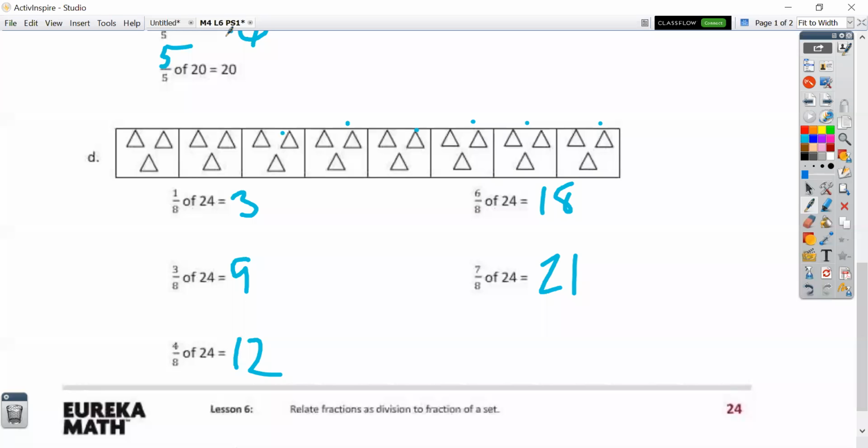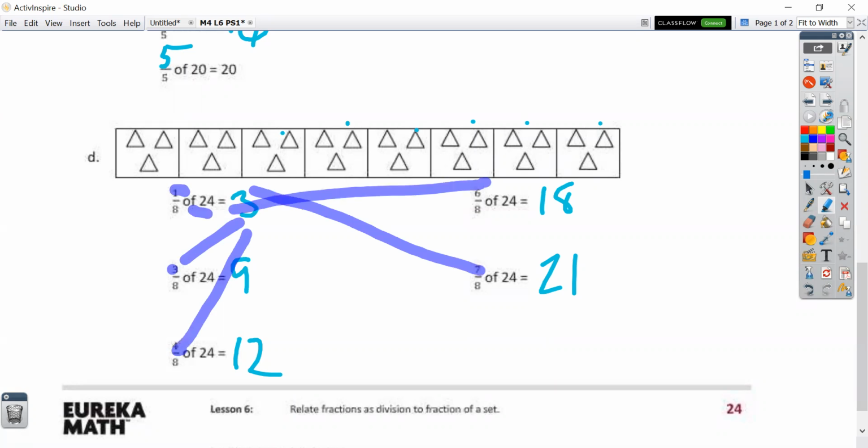All right, welcome back. Now, I wonder if you noticed this. Once you find one group, 1/8 of 24 is 3. Now it should be easy to find each one after, because they're just groups of 3. You just have to multiply 3 times 9, 4 times 3, 6 times 3, 7 times 3, because it's just groups of that 1 unit fraction. So I'm wondering if you noticed that pattern as well.